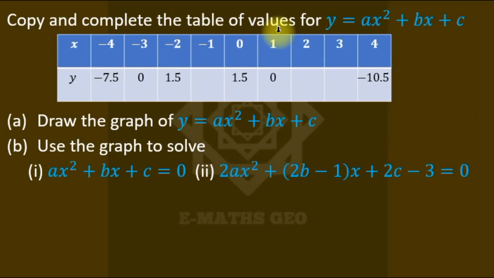So copy and complete the table of values for this. y equals ax squared plus bx plus c. So this is a quadratic curve. But there is a little problem. We don't know the values of a, because the only way we can complete this table is to get the values of a, b, and c.